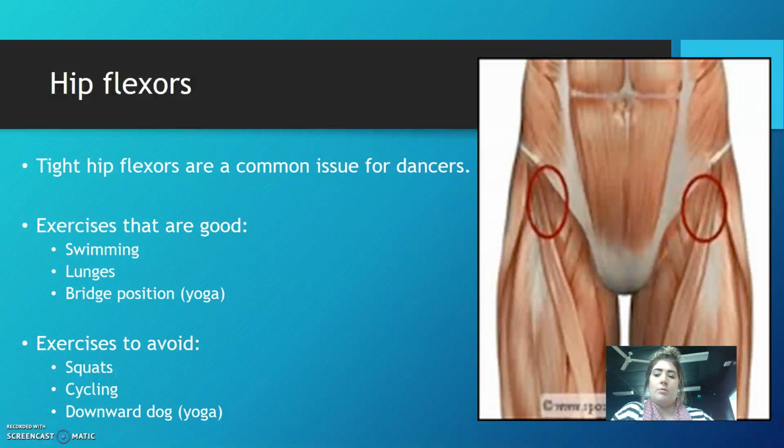Some exercises to avoid. Cycling's a big one. It really crunches that hip flexor, and downward dog in yoga again is crunching that hip flexor tendon. And the other one that can be beneficial and bad at the same time is squats. So doing squats, if you're doing them correctly, they can benefit and strengthen your hip flexor. However, if you're doing them incorrectly, they can actually make it a whole lot worse.